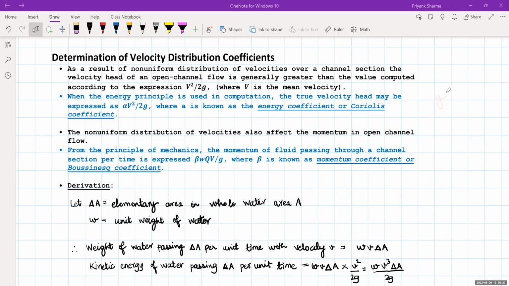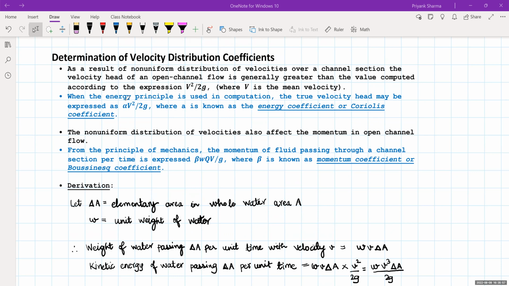Now, what happens? The actual velocity head is greater than the computed expression. So you need to apply some correction. When the energy principle is used in the computation, the true velocity head may be expressed as alpha V square by 2g, where alpha is the energy coefficient or Coriolis coefficient. This correction factor, if no information is given, you can take as unity, that is 1; otherwise you have to apply it.